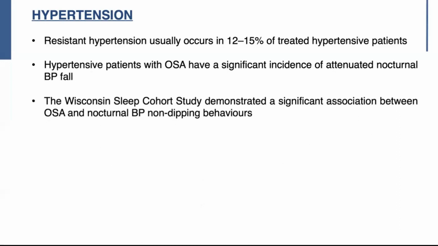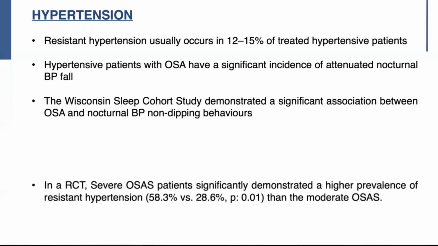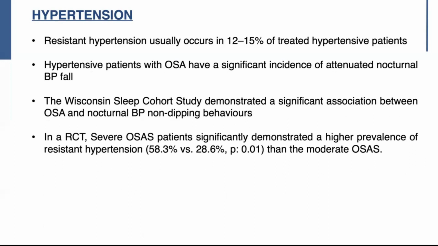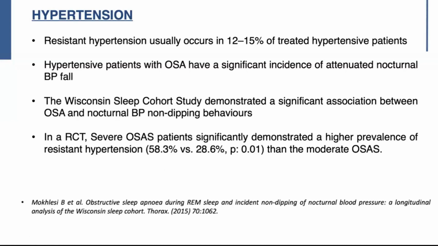And in one of the largest sleep cohorts, by the Wisconsin group, they demonstrated a significant association between OSA and nocturnal BP non-dipping. That is, BP was not falling in the patients with severe OSA. And in one of the studies by Walia et al., they found that severe OSA patients had a higher prevalence of resistant hypertension, 58.3% versus 28.6%, compared with the patients with moderate OSA.